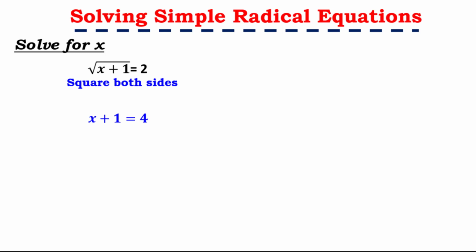This is an equation of the first degree in one variable. Just move 1 to the other side to be subtracted. We will get x equals 4 minus 1. 4 minus 1 equals 3.